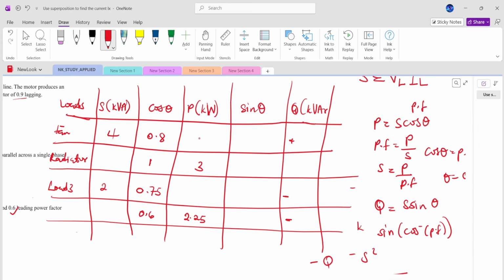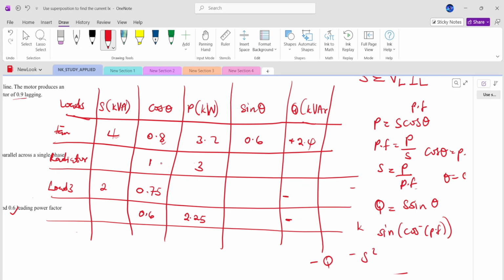So P is going to be 4 times 0.8. So we are going to have 3.2 here. And sine theta is going to be what? 0.6. You can do cos inverse of 0.8 to get your angle, then you take sine of that, you get 0.6. So Q is also going to be S sine theta, that's 4 times 0.6, which gives me positive 2.4.